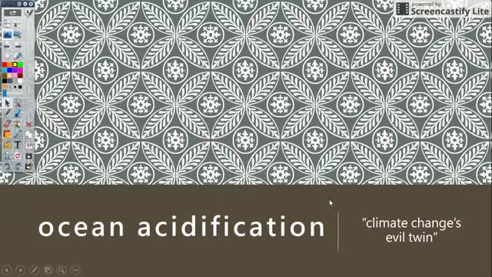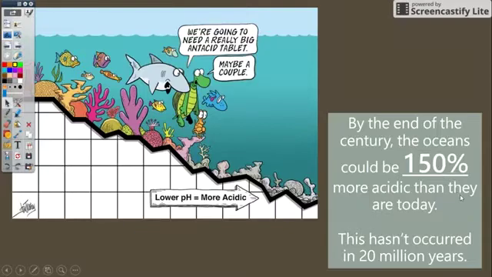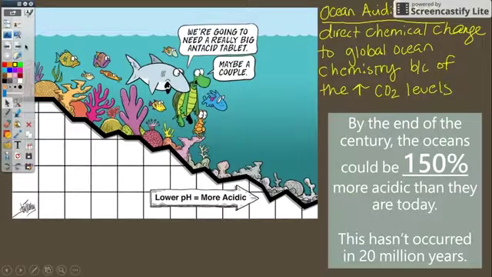All right, so this is our video on ocean acidification, which has been called Climate Change's Evil Twin, and we will talk about a little bit more why that is later on in this video. So first of all, what is ocean acidification? Ocean acidification is the direct chemical change to global ocean chemistry because of the increased levels of carbon dioxide that we are emitting as humans.